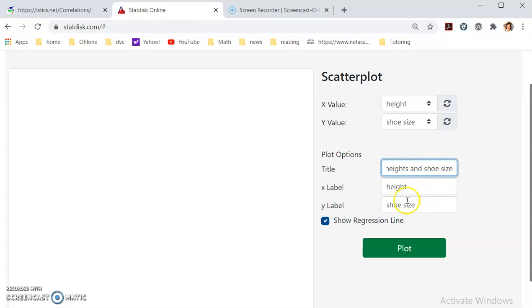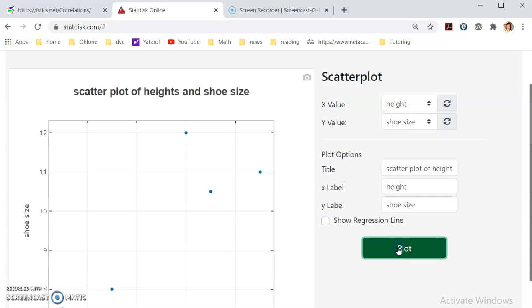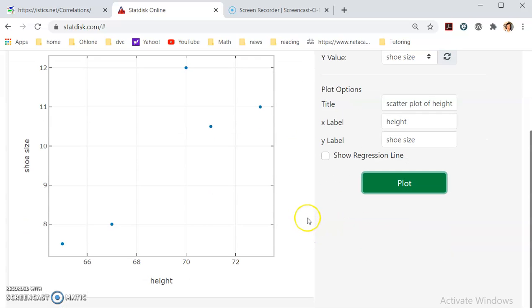And then you have the X and Y label, which is the column label. And because we're doing a scatter plot, we don't want a line, so we would uncheck this, uncheck show regression line. We'll talk about regression in the next video. So these are the scatter plot.